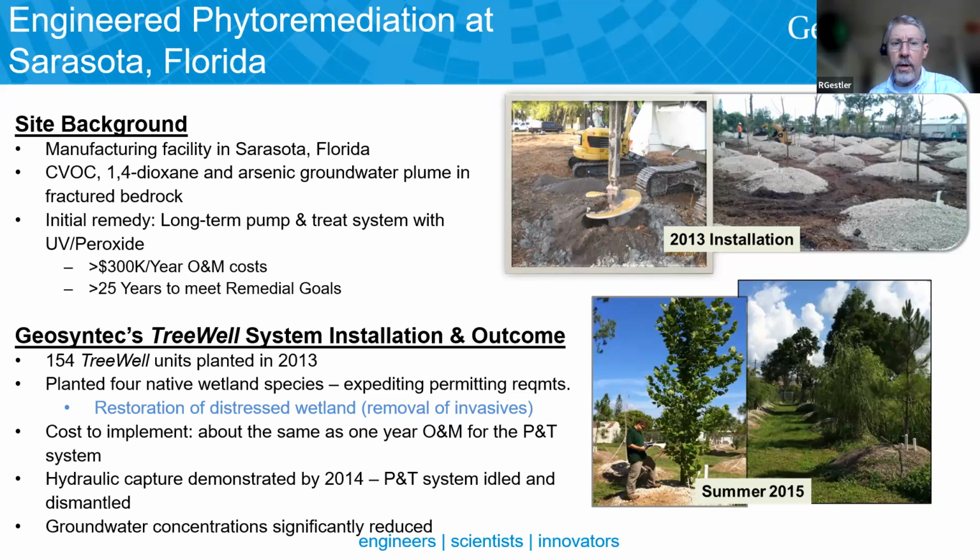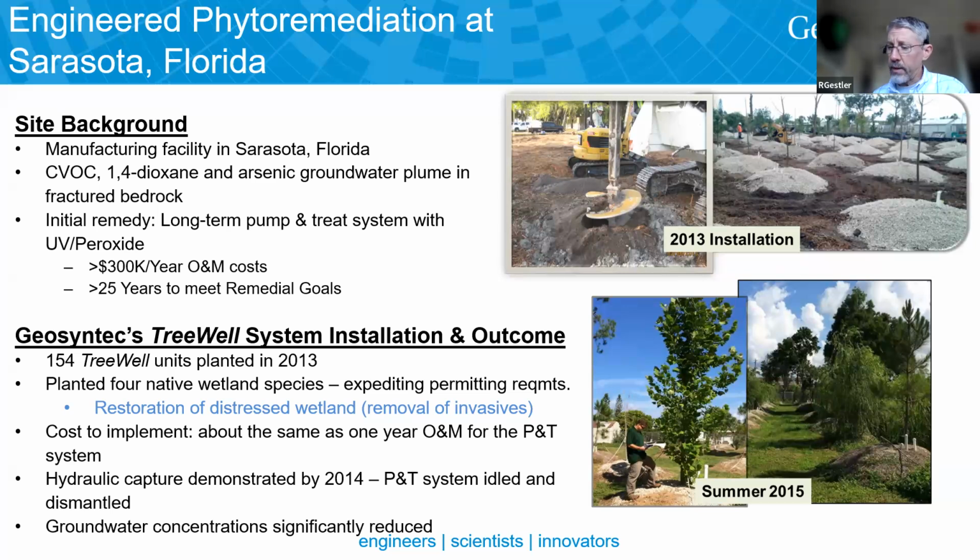There was also some naturally occurring arsenic, all in groundwater within a fractured bedrock aquifer at about 10 to 15 feet below ground surface. Initially, the client had a very costly long-term pump and treat system here, $300,000 to $350,000 per year in O&M costs, and it was struggling mightily to control the plume. At the time we got involved in 2012, it was predicted to take more than 25 years to meet the remedial goal of simply switching to MNA for this site. So it was a really expensive and poorly performing system.